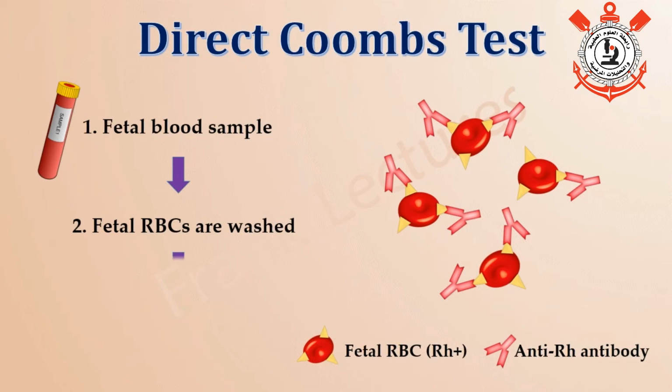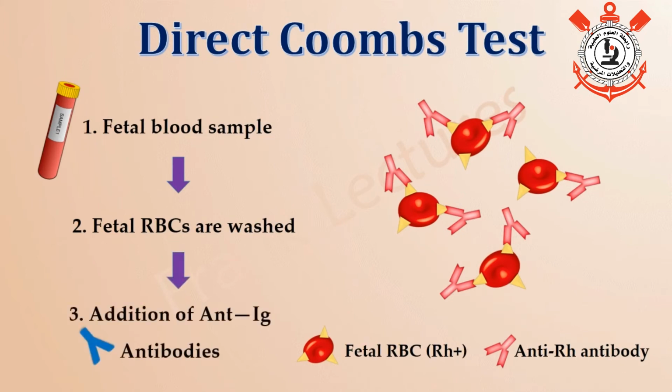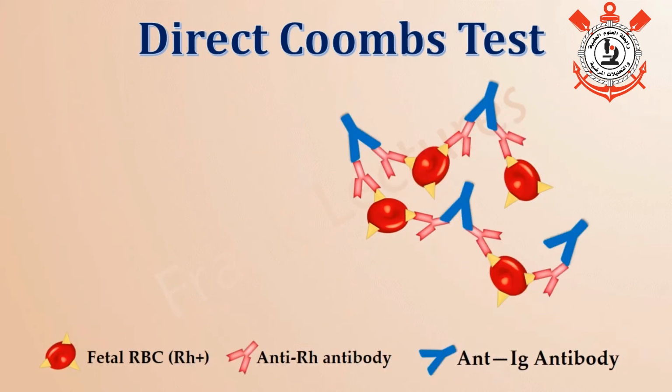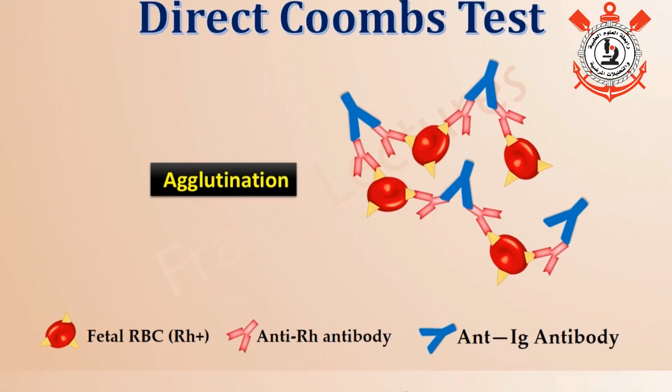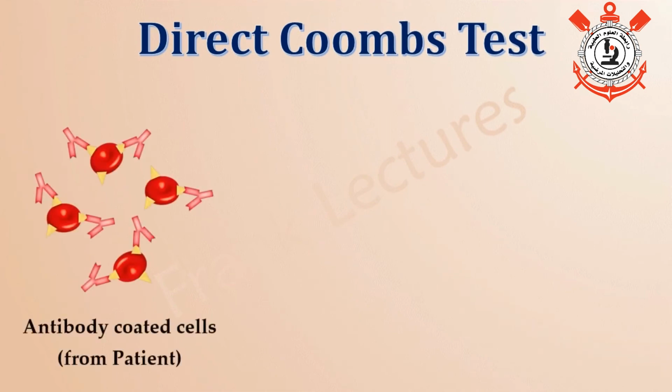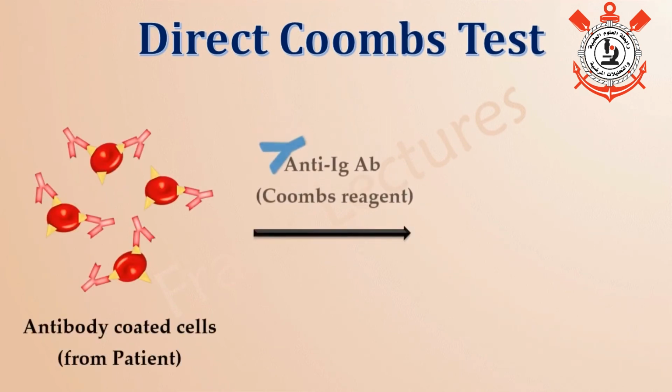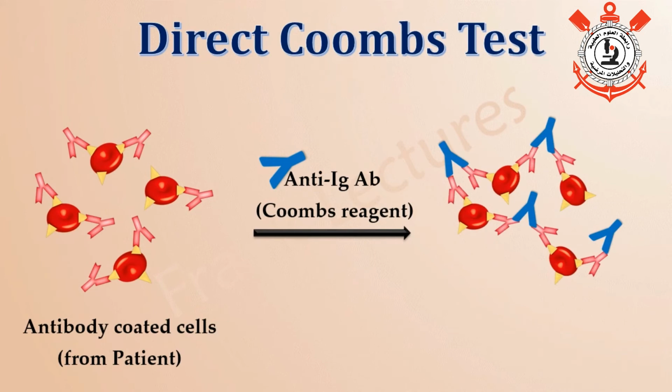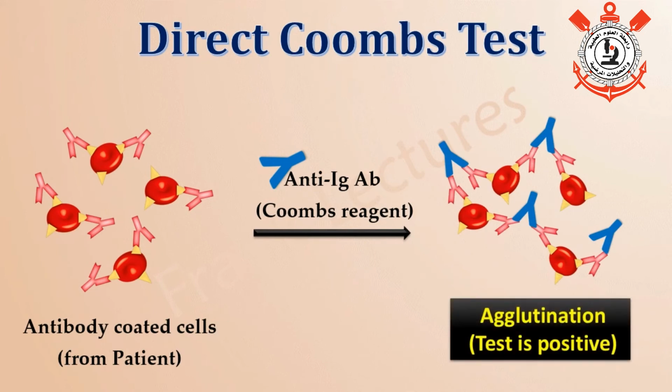In the next step, anti-immunoglobulin antibodies, which are targeted against the Fc region of anti-Rh antibodies, are added. These anti-Ig antibodies agglutinate any fetal RBCs to which anti-Rh antibodies are already bound. The visible agglutination confirms the presence of anti-Rh antibodies. This test is called direct Coombs test because it directly detects the target antibody that coats red blood cells.